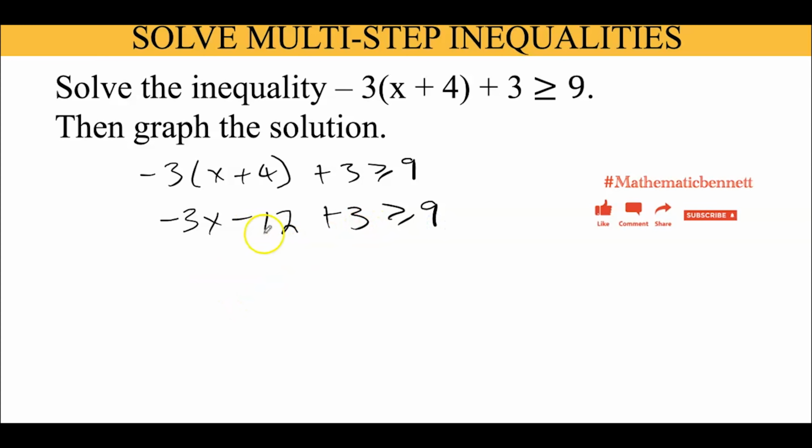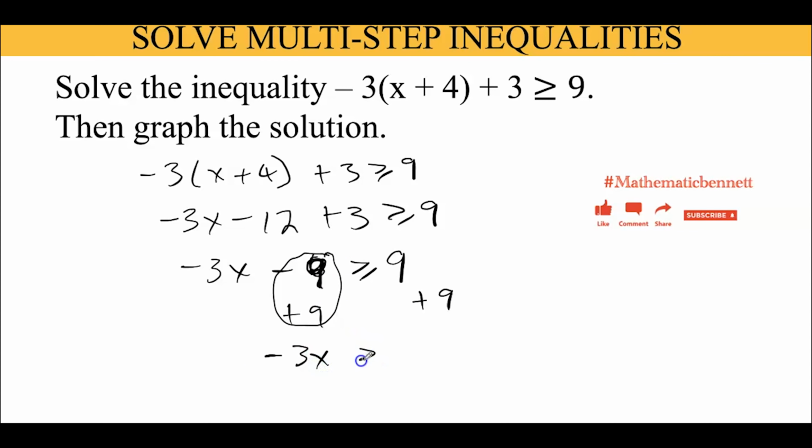From there, we can group our like terms. So we have negative 3x. Negative 12 plus 3 gives me negative 9. So negative 9, and it's greater than or equal to 9. From there, we can add 9 to both sides since we're trying to isolate the variable. We get a zero pair right here. So we see that negative 3x must be greater than or equal to 18.